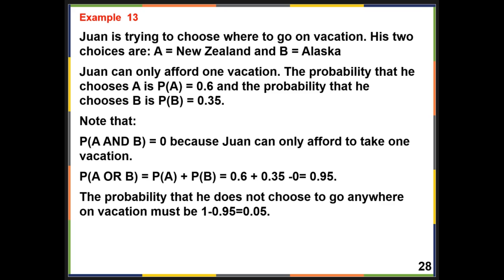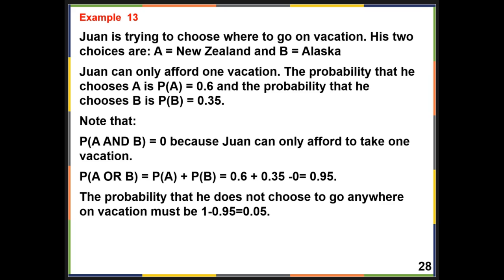Juan is trying to choose to go on a vacation. He has two choices, A, New Zealand, or B, Alaska. Juan can only afford one vacation. That's important. So the probability that he chooses A is 0.6. The probability that he chooses B is 0.35. We note that the probability of A and B is 0 because Juan can only afford to take one vacation.